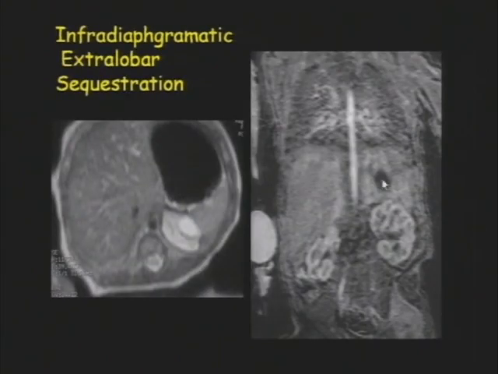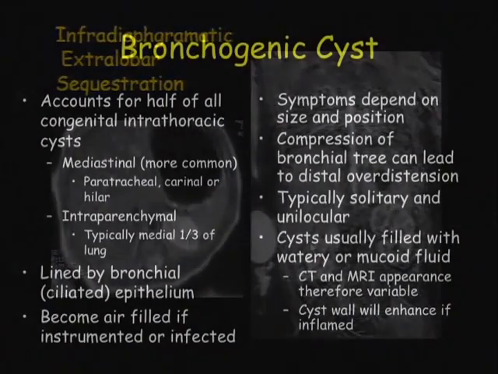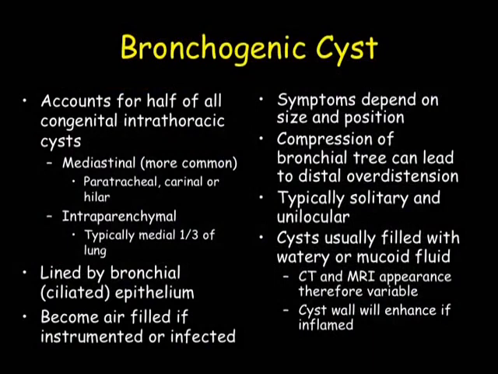At MR, here's the lesion with both cystic and soft tissue, and this was taken out and was found to be an extralobar sequestration. Bronchogenic cysts account for about half of all intrathoracic congenital cysts. They usually are mediastinal. They can be pulmonary, usually in the central third of the lung if they are, and they're lined by bronchial or ciliated epithelium.